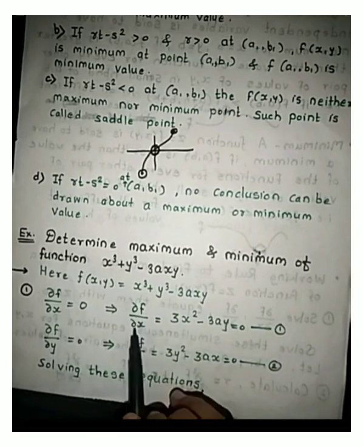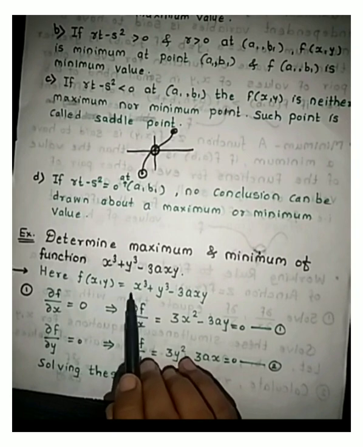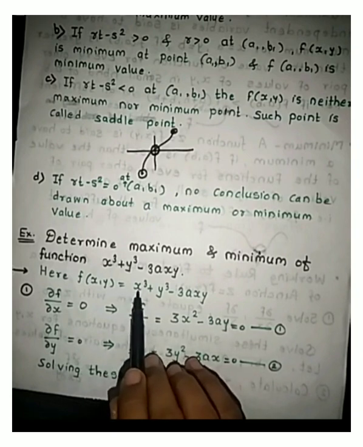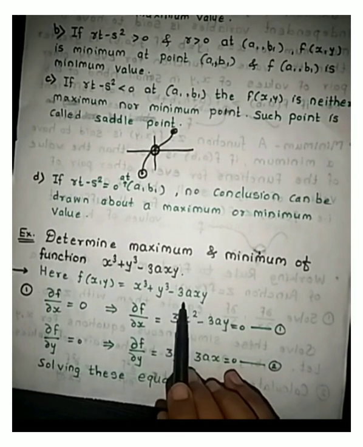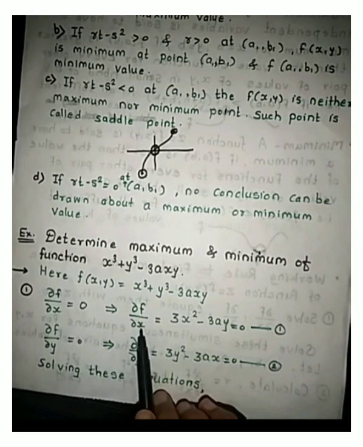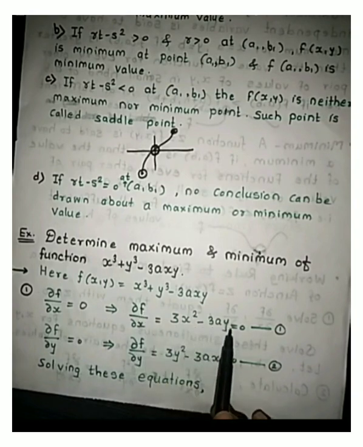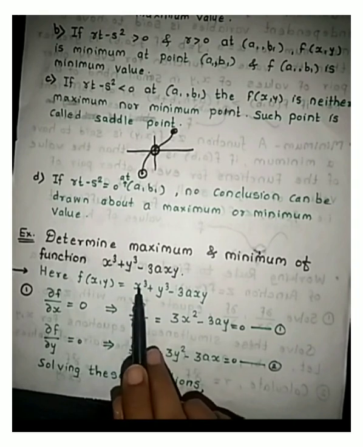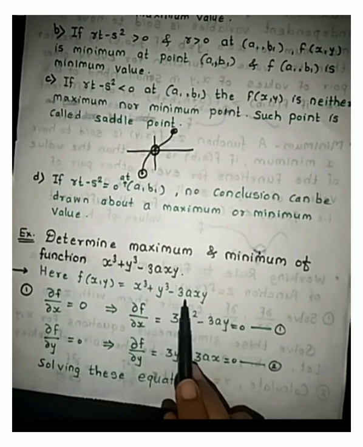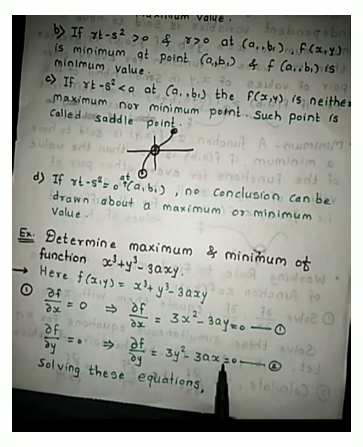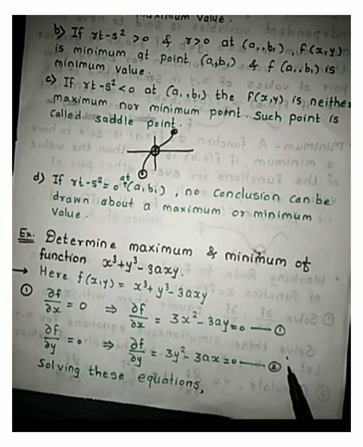So the partial derivative of f with respect to x is, for x cube, 3x square. For y cube it is 0, and for minus 3axy it is minus 3ay. Therefore, the partial derivative of f with respect to x is 3x square minus 3ay, and we equate it with 0. Now the partial derivative of f with respect to y is, for x cube it is 0, for y cube it is 3y square, and for minus 3axy it is minus 3ax. We equate it with 0. Now we get two equations, and these are simultaneous equations.